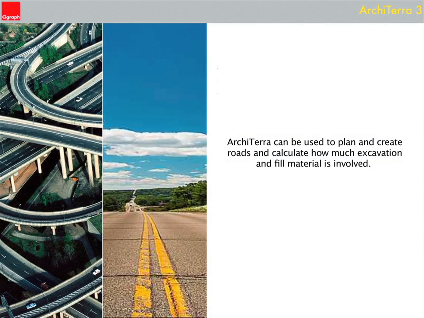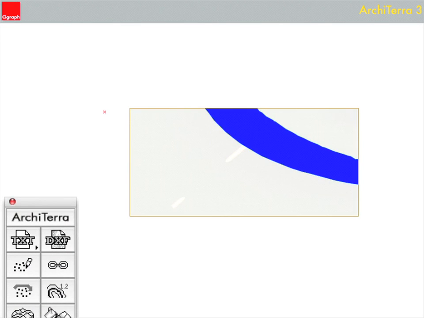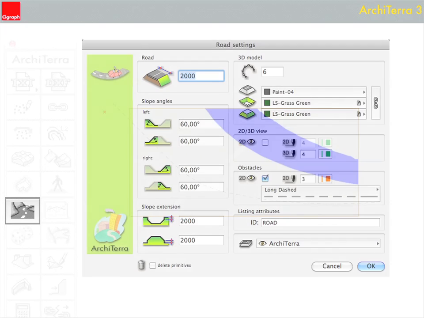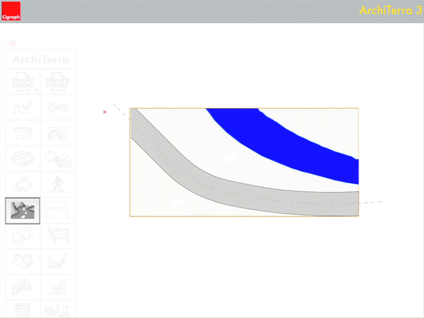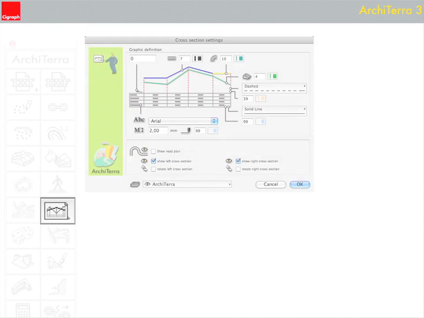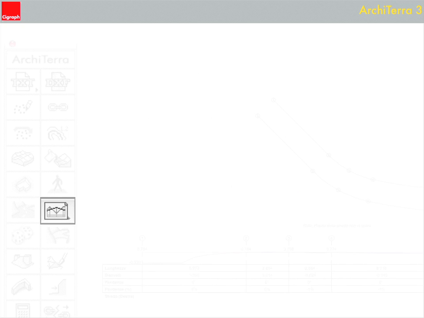Although not designed for this specific purpose, ArchiTerra can be used to plan and create roads and calculate how much excavation and fill material is involved. To represent a road, just draw the axis, then use the special palette to define the basic characteristics, such as the width and angle of the scarps. You can then change the road by its longitudinal profile.